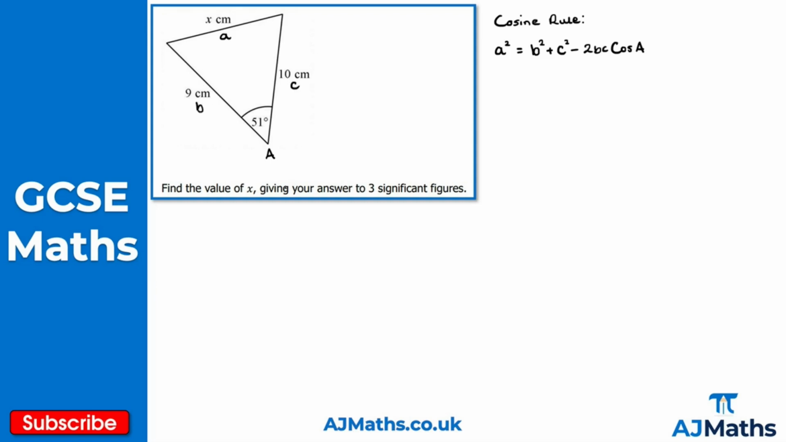Okay. So in this case, we've got a squared, which is what we're looking to find, or find a anyway. Once we get a squared, we can just take the square root. That's going to be equal to b squared. If b is 9, that's going to be 9 squared, plus c squared, so that's plus 10 squared, minus 2bc times cosine A. And what I'm actually going to do here is put all this in a bracket. So minus 2 times b, which is 9, times c, which is 10, and then we times this by cosine A. So that's going to be cosine of 51 degrees.